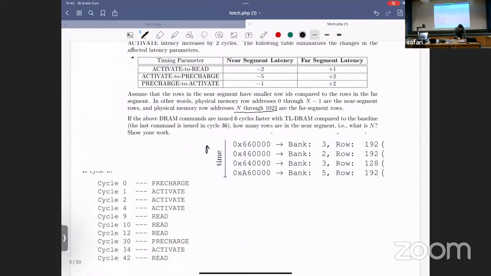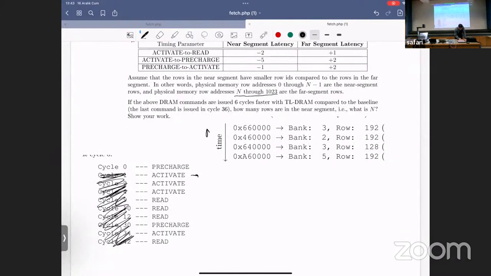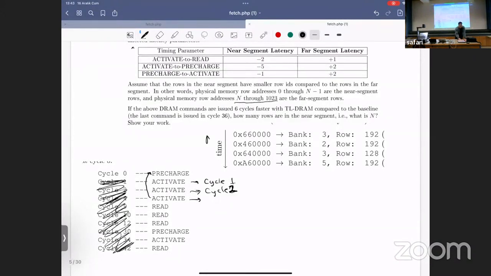Okay. So let's look at what happens when we have everything in the near segment. So these are all invalid now, except the first one. It starts at cycle 0. And this activate has to go at cycle 1. Again, nothing changes because there are no constraints here. Cycle 2. And then this activate targets the bank that was targeted by this precharge command. Now, if the row that the precharge command precharged was in the near segment, then the precharge to activate latency is 1 cycle smaller. So this should be executed at cycle 3. Does that look right? Yeah.